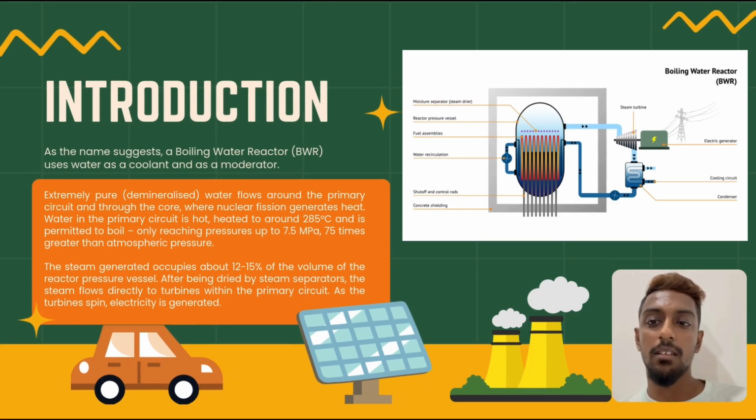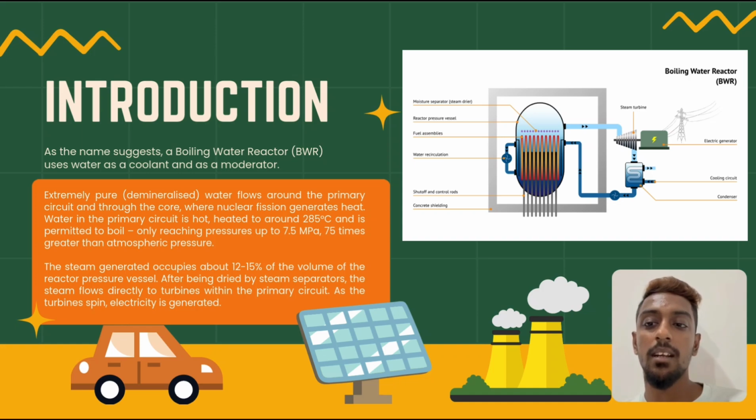As the name suggests, a boiling water reactor uses water as a coolant and as a moderator. Extremely pure water flows around the primary circuit and through the core, where nuclear fission generates heat. Water in the primary circuit is heated to around 285 Celsius and is permitted to boil, reaching pressure up to 7.5 MPa, 75 times greater than atmospheric pressure.